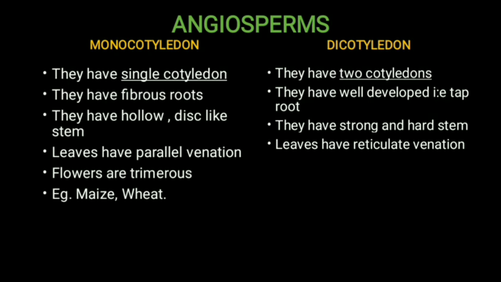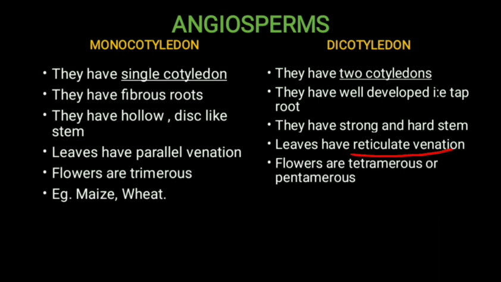Leaves have reticulate venation. Here what is reticulate venation? Reticulate venation means a branching-like or network-like structure. So veins are interconnected with each other, they intersect each other. So they have reticulate venation. Then flowers are tetramerous or pentamerous. Here the flowers have 4 petals or 5 petals. And the examples of dicotyledon are mango and neem.